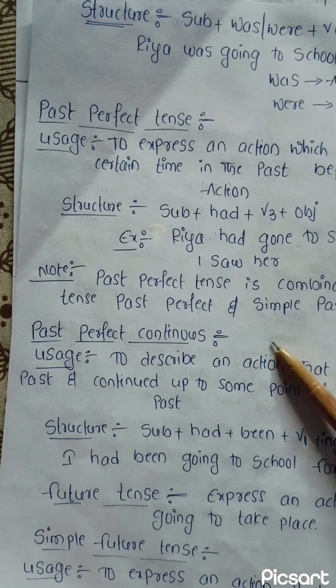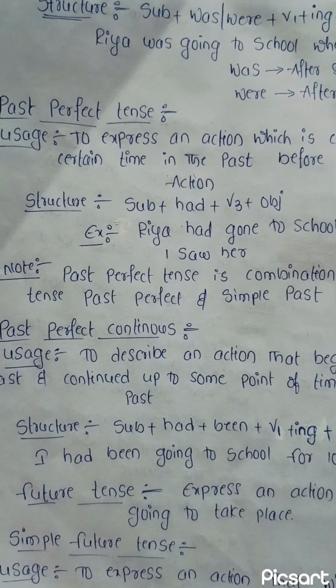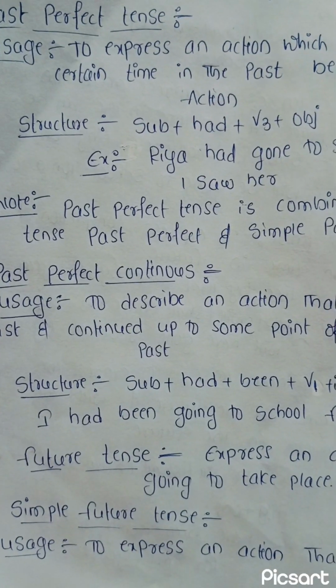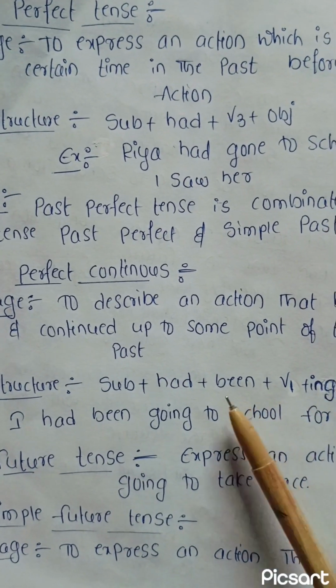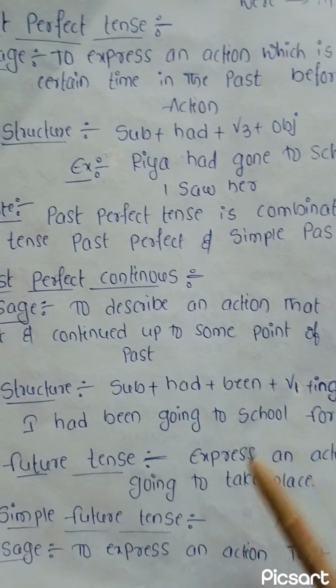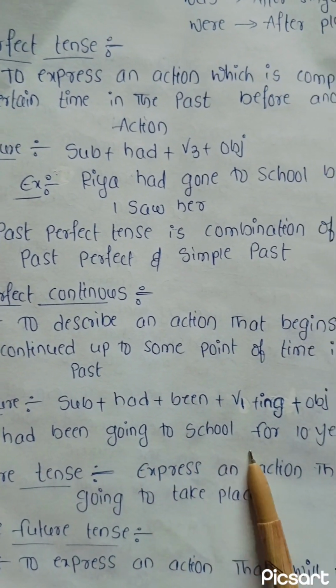Next one is a past perfect continuous. It is used to describe an action that is continued up to some point of time in the past. Structure for this tense is subject plus had plus been plus V1 plus ing plus object. For example, I had been going to school for 10 years.